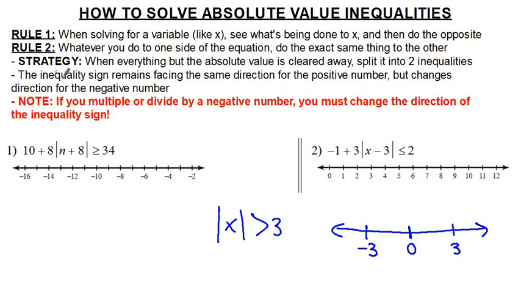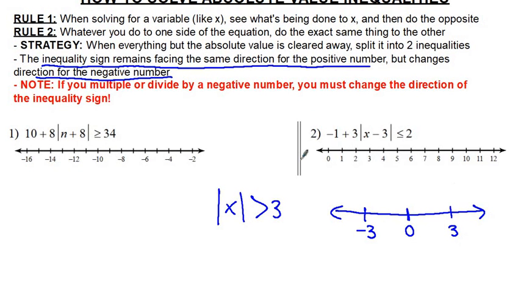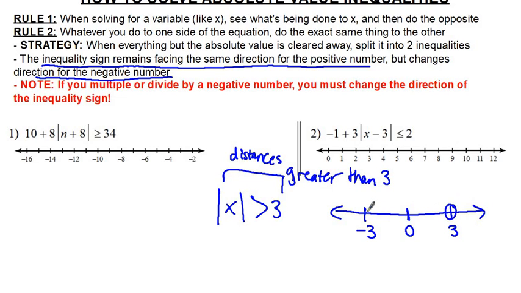I'm just trying to explain what this means right here because this might be a little bit confusing. The inequality sign faces the same direction for the positive number but changes direction for the negative number. What does that mean? Take a look at this number line. This is telling us we want distances that are greater than 3. The absolute value means distance. We're looking for distances that are greater than 3. So let's get a visual right here. Here's our two distances at 3. Hopefully this makes sense to you.